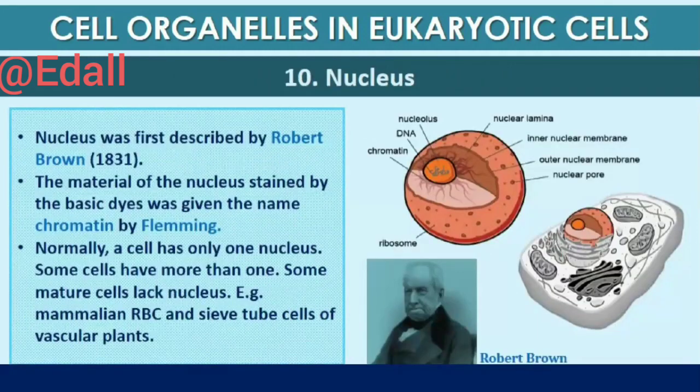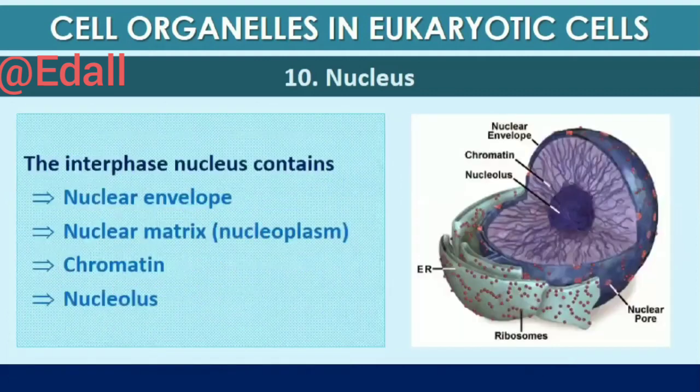8.5.10 Nucleus. Nucleus as a cell organelle was first described by Robert Brown as early as 1831. Later, the material of the nucleus stained by the basic dyes was given the name chromatin by Fleming. The interphase nucleus of a cell, when it is not dividing, has highly extended and elaborate nucleoprotein fibers called chromatin, nuclear matrix, and one or more spherical bodies called nucleoli (singular: nucleolus).